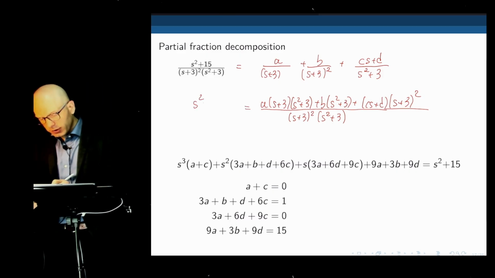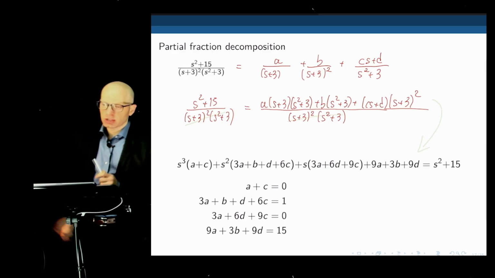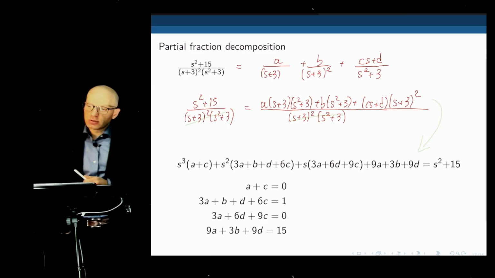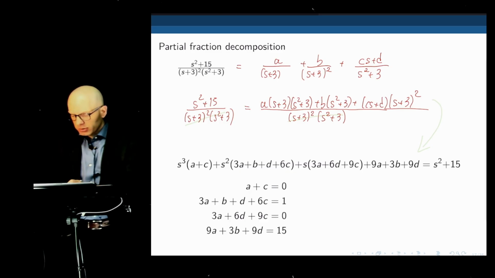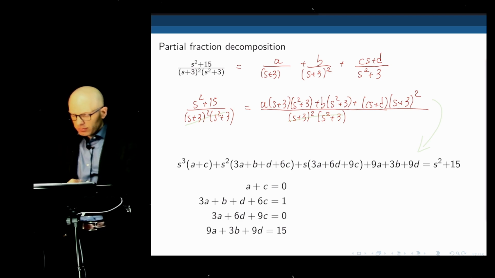Equate this to the original function. The denominator now will cancel out. We can expand this expression. That's what we have. And once we expand this expression, here's another way to find the coefficients a, b, c, and d. We can simply create a system of 4 equations by equating the coefficients of s squared, s to the power of 3, and so on to the other side of the equation. For example, s to the power of 3: here we have coefficients a and c, but there is 0 s to the power of 3 on the other side. So this gives us one equation.